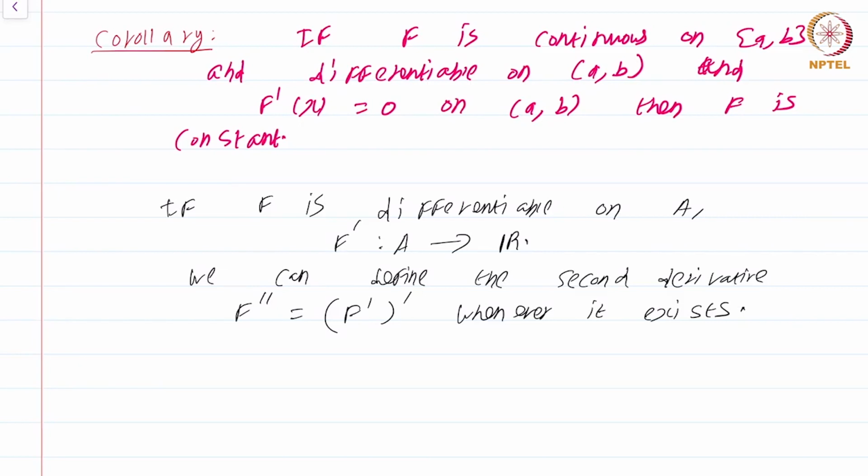Note we get several simple corollaries. If f double prime exists at every point of A, then f prime is automatically continuous at every point of A, and so on. Similarly, we can inductively define higher order derivatives.